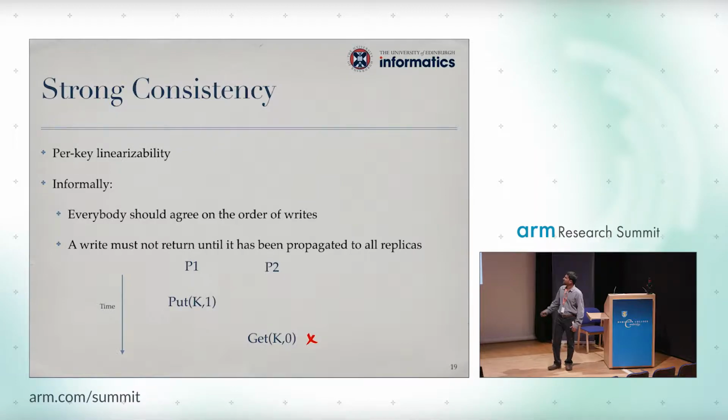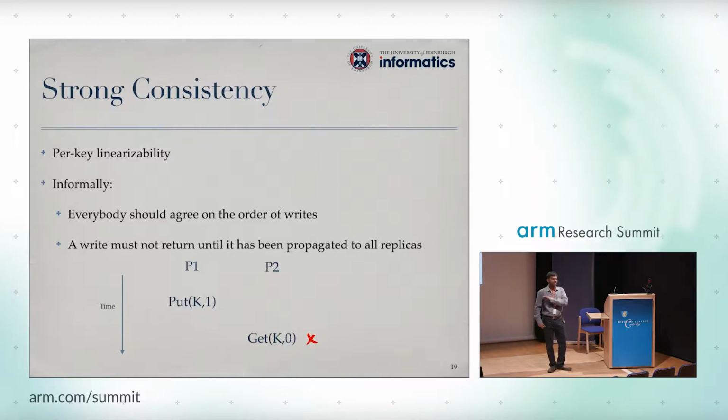Let's say you want something like per key linearizability. What does linearizability mean? Informally, first of all, it requires that everybody should agree on the order of writes, like serializability, but also that a write must not return success until it has been propagated to all replicas.